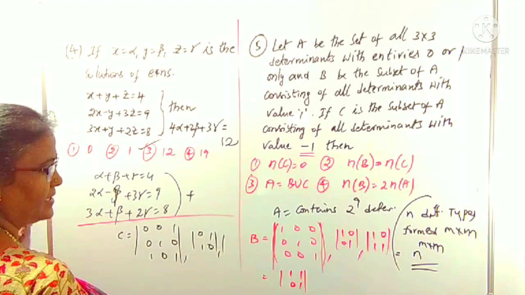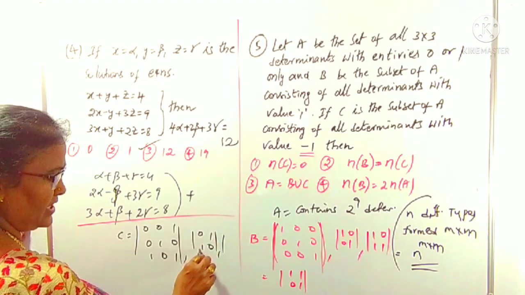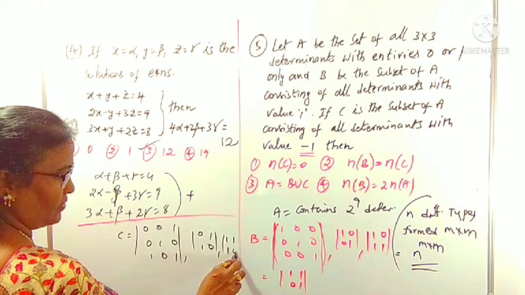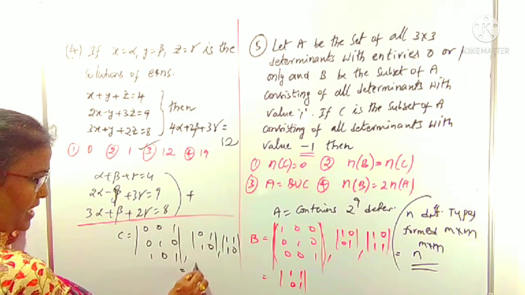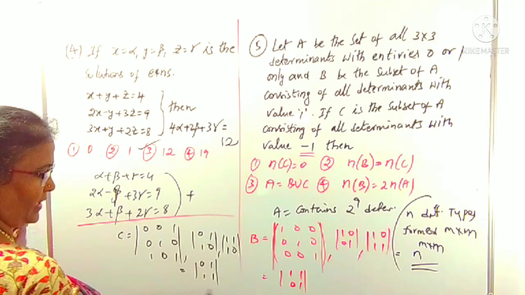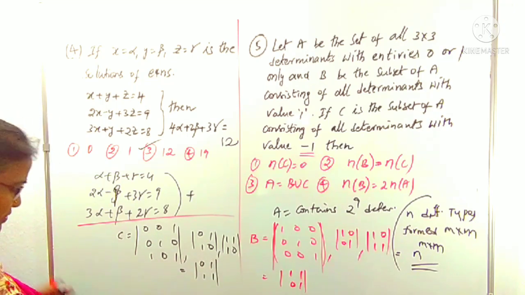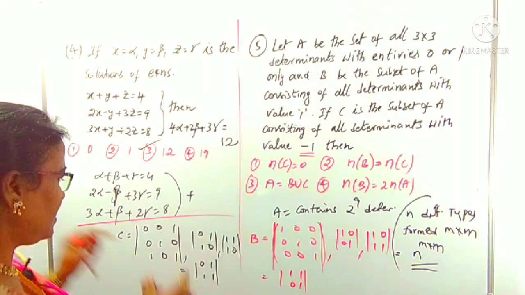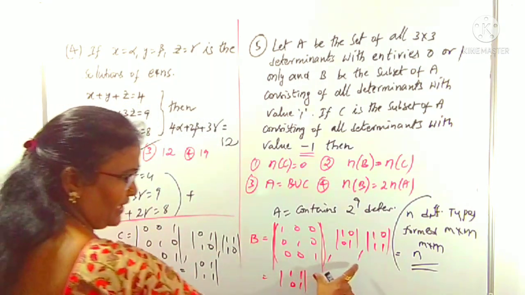And next, can you guess? Yes, these two ones are no change. These zeros we can write 1 1 1 0. That value is also minus 1. And one more, can you guess? Yes, 0 1 1 1. Okay, these 4 determinant values are minus 1 each. So these 4 only C contains, these 4 only B contains.